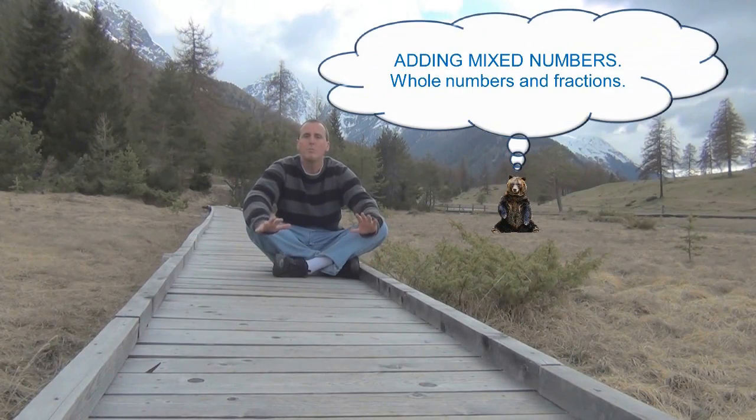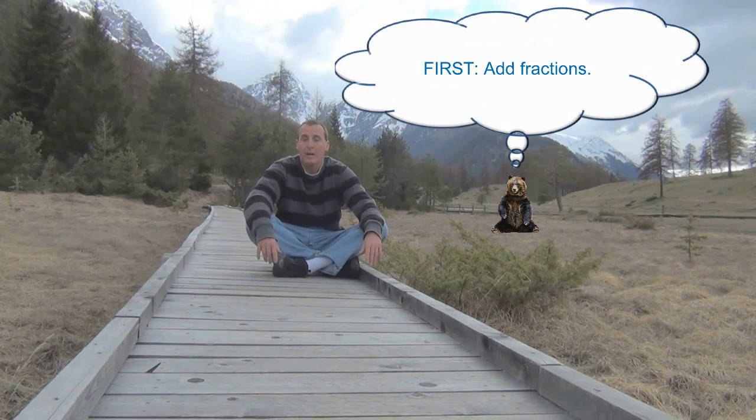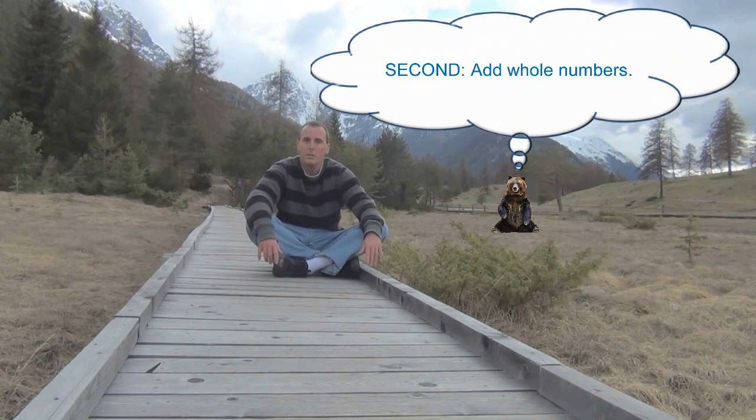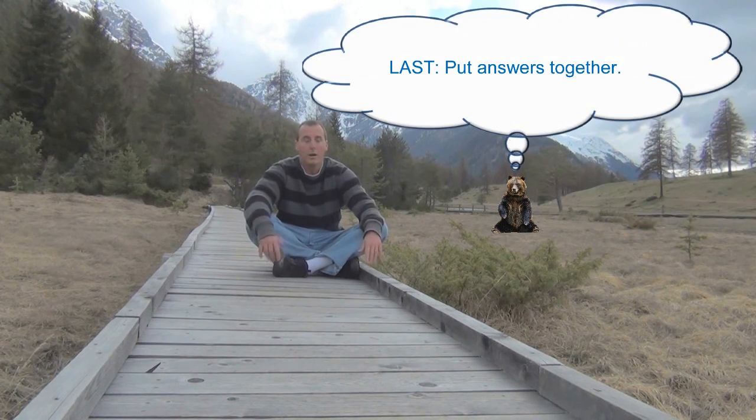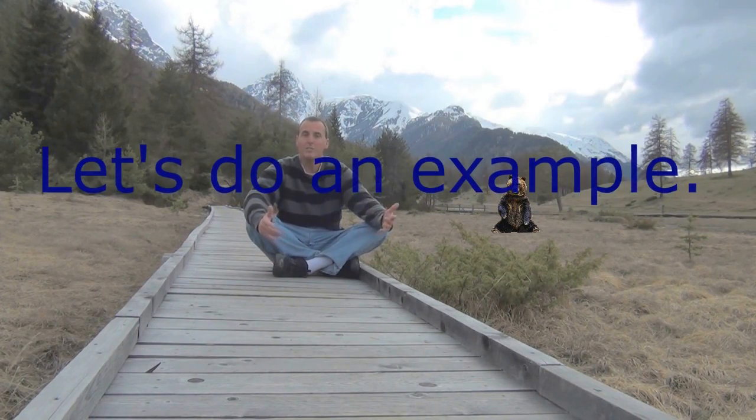So when you're adding mixed numbers, you first have to make sure the fractions have a common denominator. If they do, you add the fractions, add the whole numbers, put them together, make sure they're in simplest form, and you've got the answer.